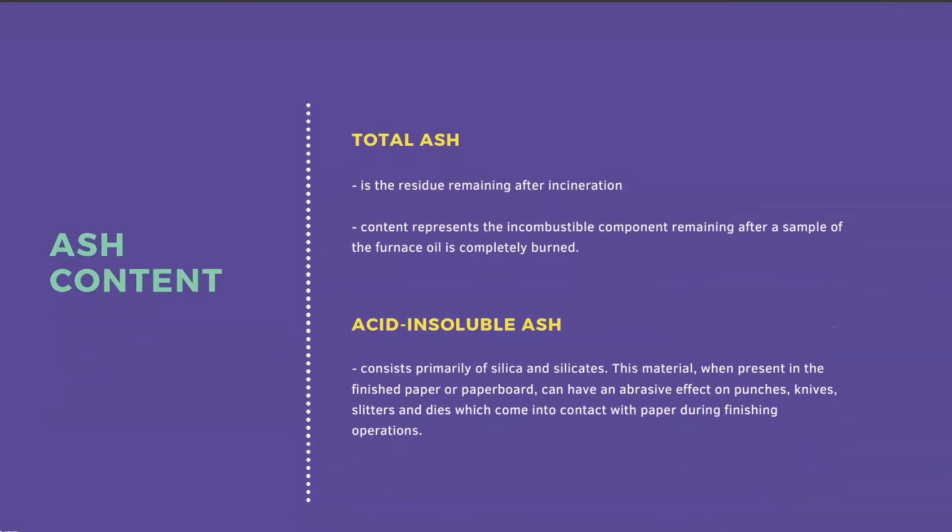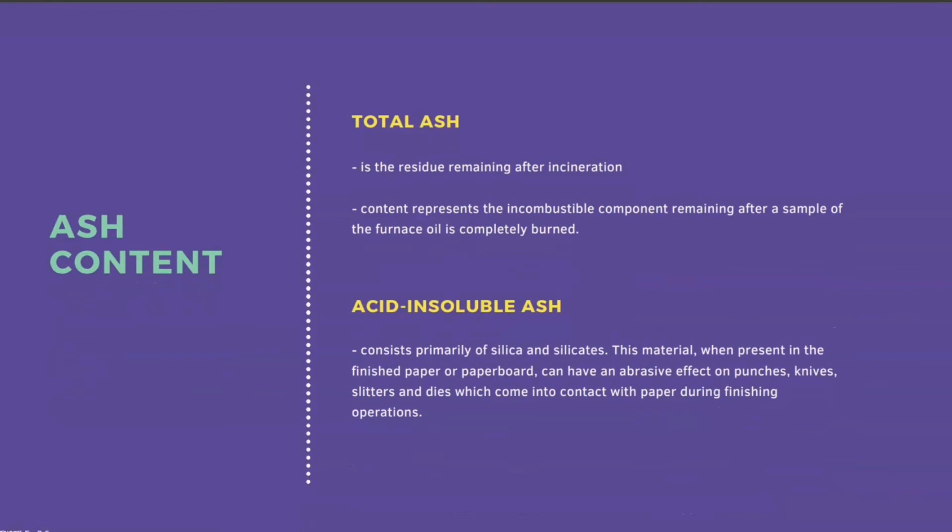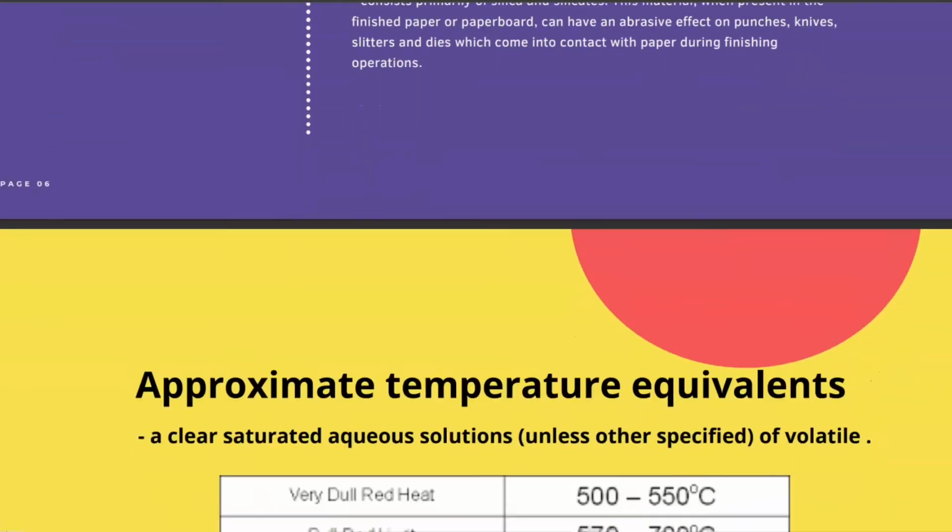Ash content. Total ash is the residue remaining after incineration. Content represents the incombustible component remaining after a sample of the furnace oil is completely burned. Acid insoluble ash consists primarily of silica and silicates. This material, when present in the finished paper or paperboard, can have an abrasive effect on punches, knives, slitters, and dies, which come into contact with paper during finishing operation.